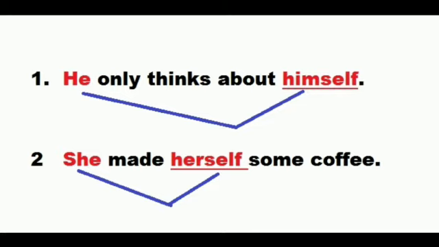Now, second one. She made herself some coffee. Now, she is the subject and herself is the object. So, subject and object are the same. Herself reflects on the subject she.